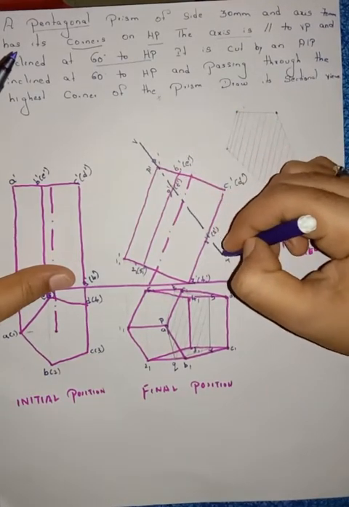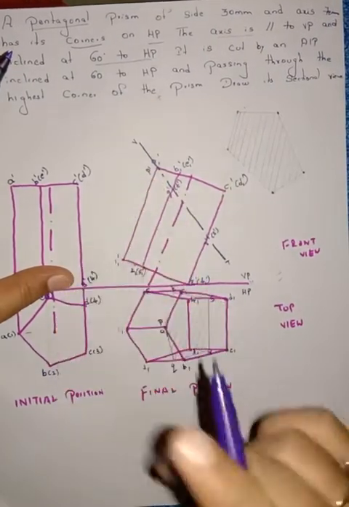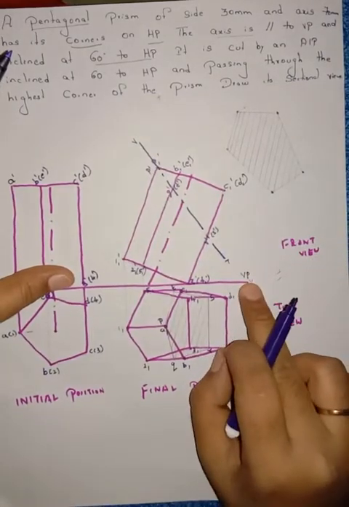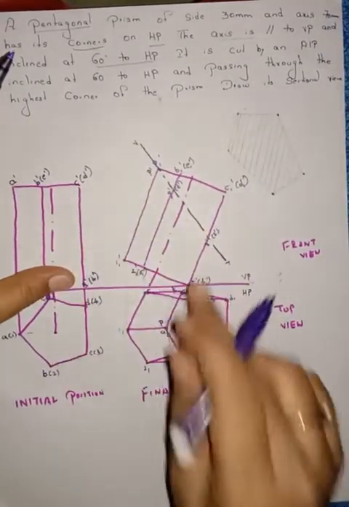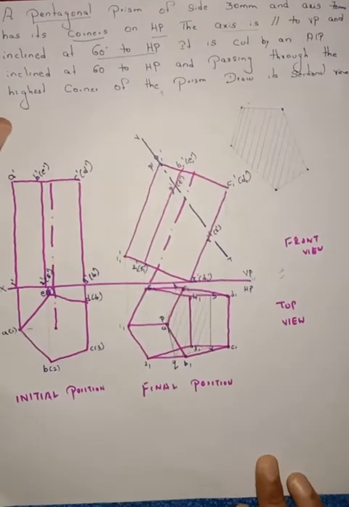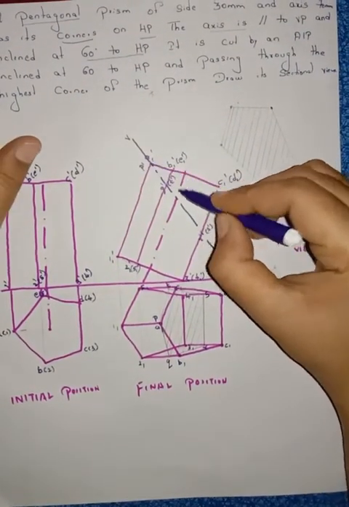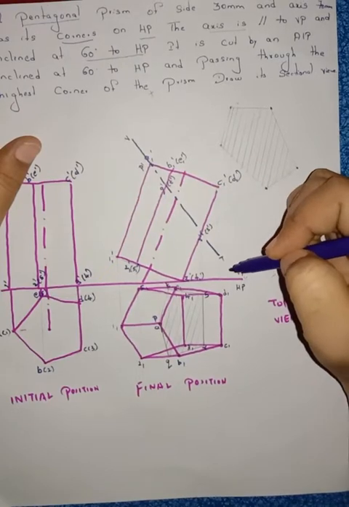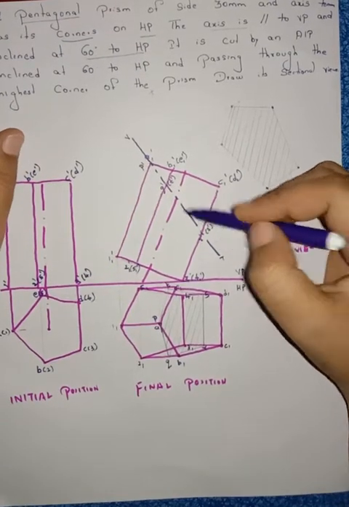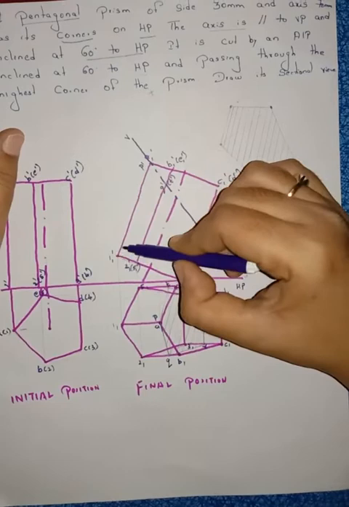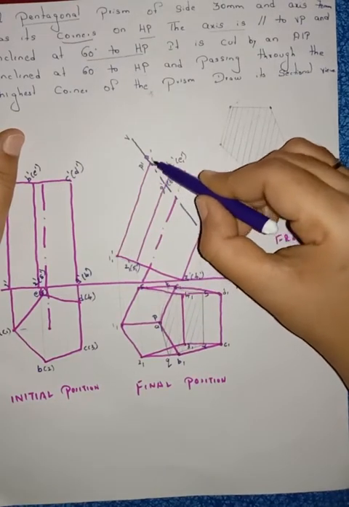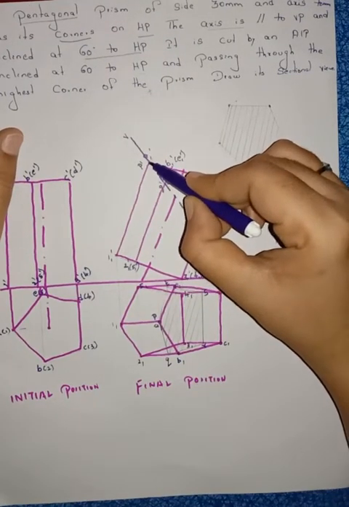Draw the angle 60 degrees which touches this prism's highest corner. So you are drawing the sectional plane VP, name it as VT, right? After constructing this sectional plane, first mark the points. So how to mark the points? This is one face, right? This is the sectional plane.